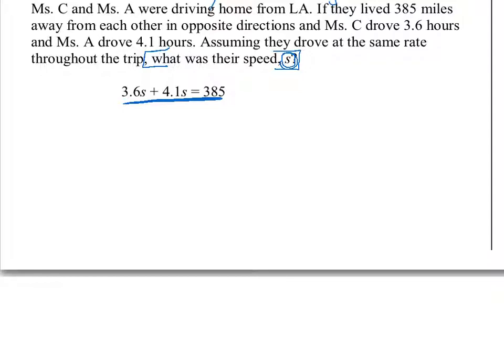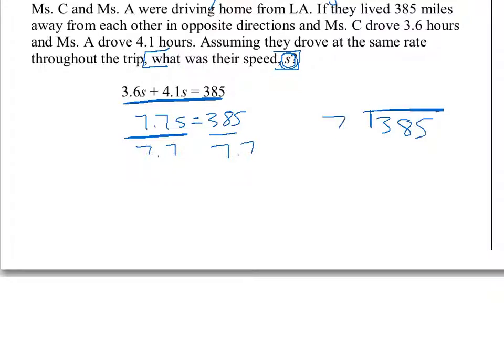So we want to solve the problem. We want to think to ourselves, when we get our answer, is our answer reasonable? All right? So I have 3.6S plus 4.1S. So I'm going to combine those like terms. It's going to give me 7.7S is equal to 385. And divide both sides by 7.7. So I've got over here 385 divided by 7.7. Decimal one time, decimal one time.